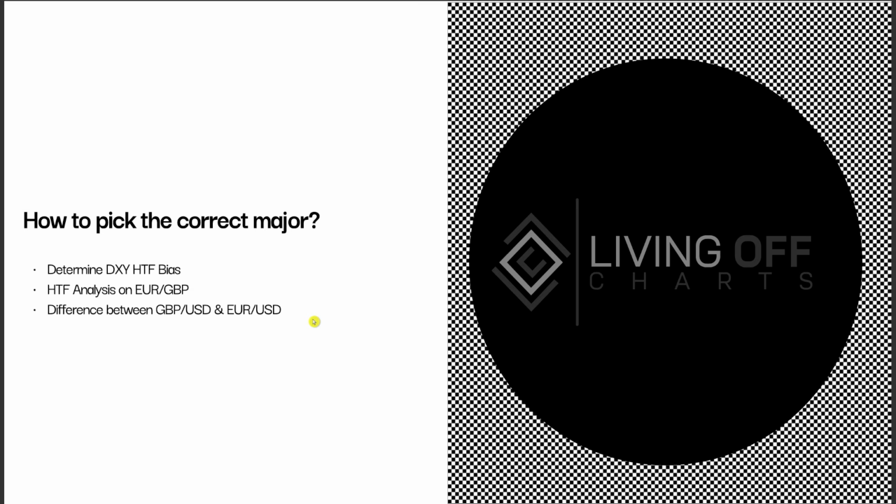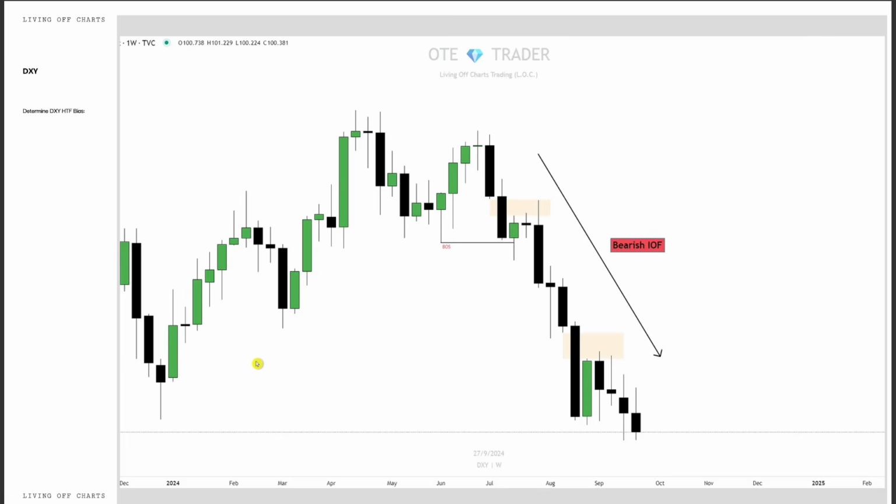Now, how do we pick the correct major, right? First, we determine the higher time frame bias for DXY. Next, we'll go over higher time frame analysis on Euro GBP, right? Determine that relative strength. And now we're going to see the difference between GBP USD and Euro USD. So I got an example over here, right? A clean day, a weekly chart actually. We'll determine the order flow.